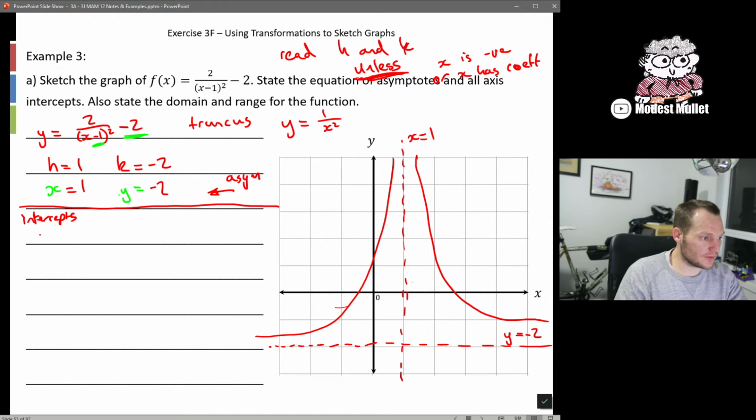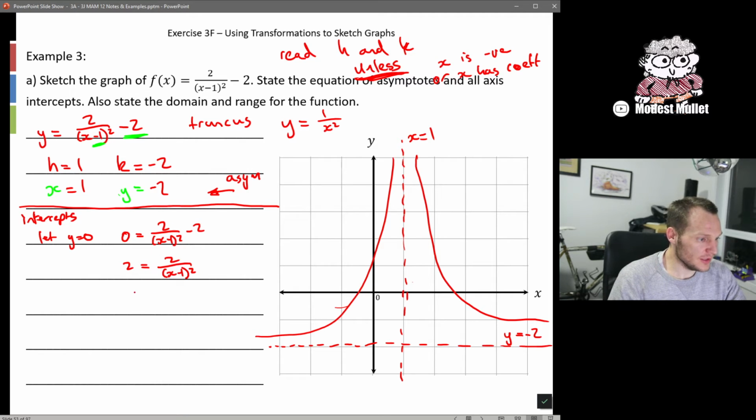So first off, I'm going to let y equal 0. So I get 0 is equal to 2 on (x minus 1) all squared, minus 2. I get 2 equal to 2 on (x minus 1) all squared. Divide both sides by 2 to get rid of the 2 in the numerator. So I end up with 1 is equal to 1 on (x minus 1) all squared. I end up with (x minus 1) all squared is equal to 1.